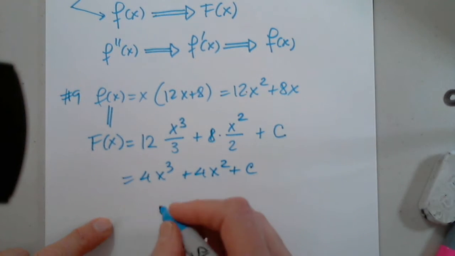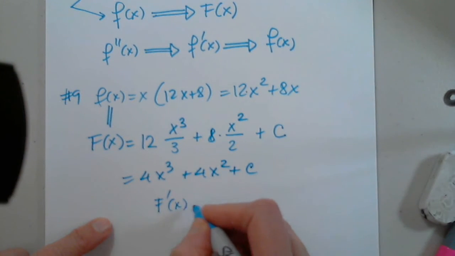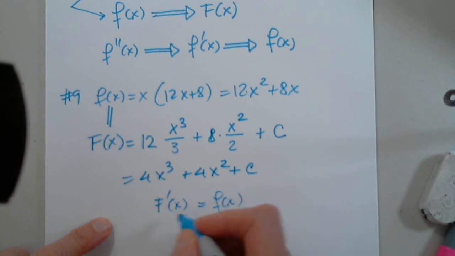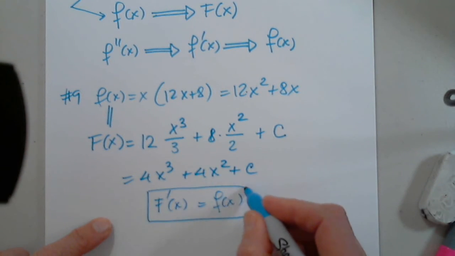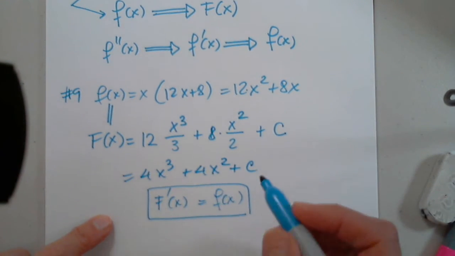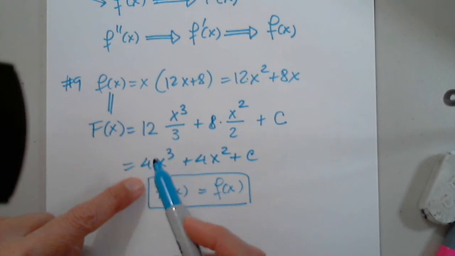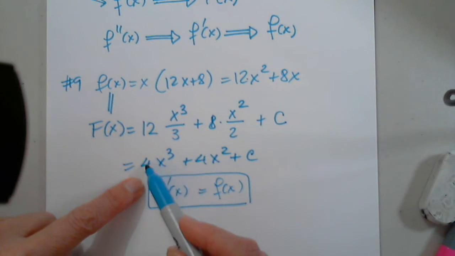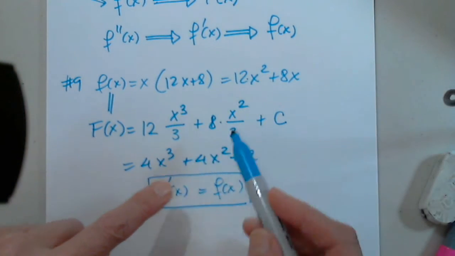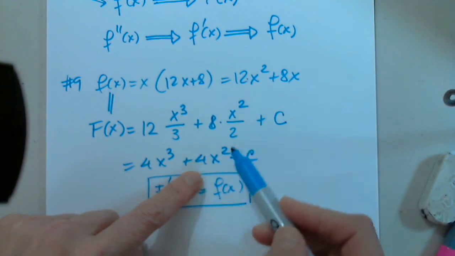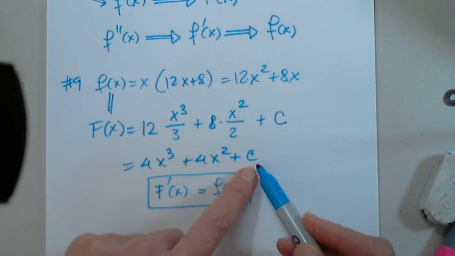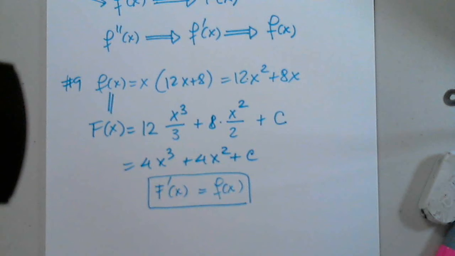Can I check? Of course. F prime of x must be f of x. If it isn't, then this is wrong. So let's check. 12, and subtract 1 from the power. 8x, subtract 1 from the power. C prime is 0. Okay.